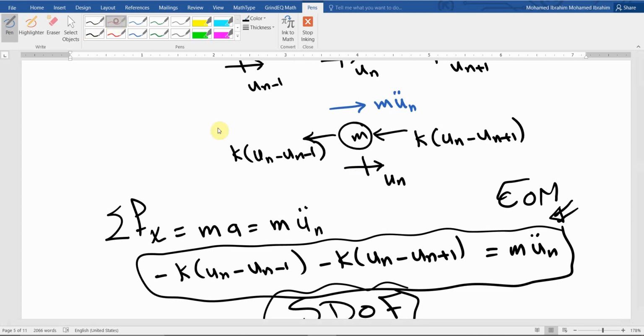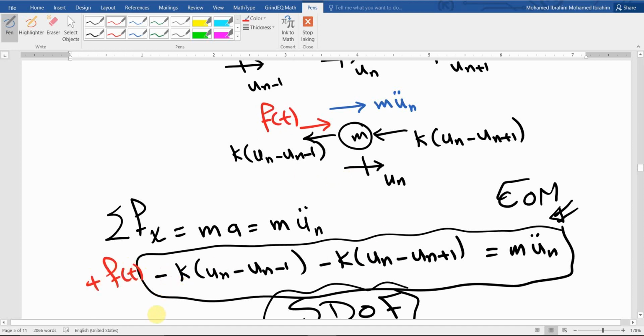But for some reason, if there is an external force F here, F of t, acting on this mass, you're going to find here a term of plus F of t as an external force acting on this vibrating system. Typically like what we did before in the vibration class. Make sense?